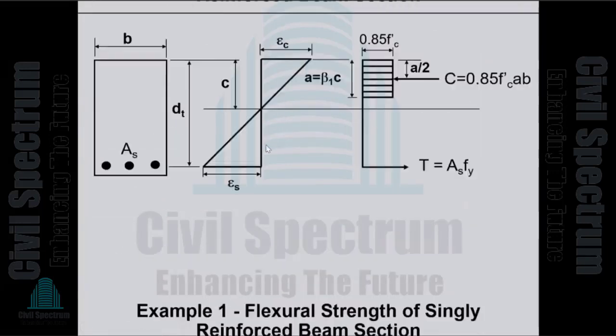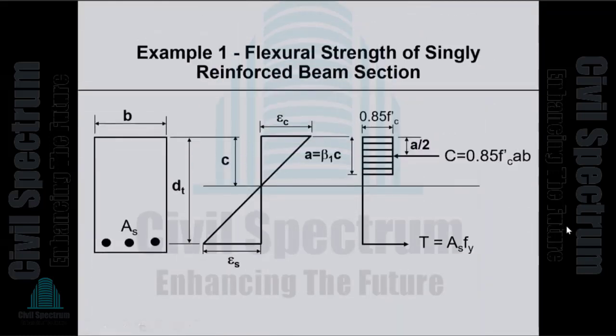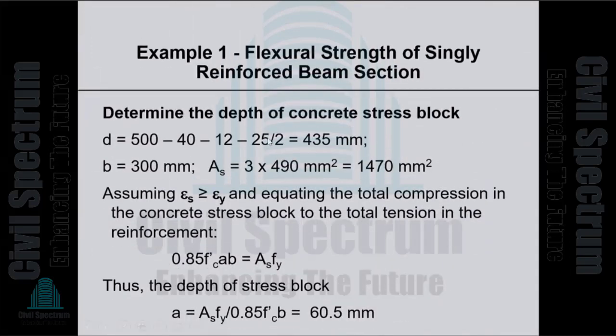So 500 minus clear cover of 40 millimeters, not shown in the picture, there is a stirrup or a tie or something around the bars. We need them even for construction reasons. So that is 12 millimeter diameter. And then we take away half the diameter of this bar, the 25 millimeter diameter bar. So that gives us an effective depth of 435 millimeters.